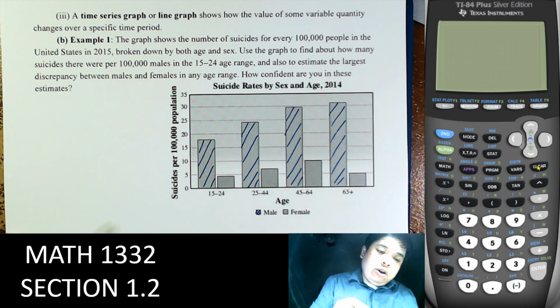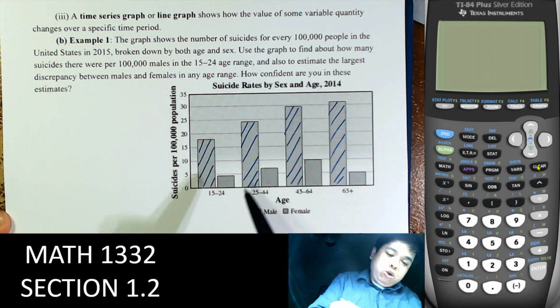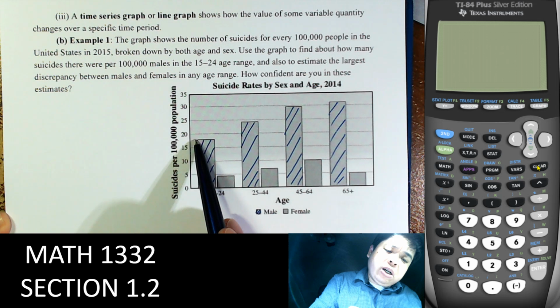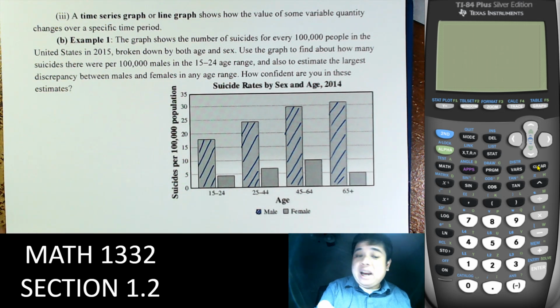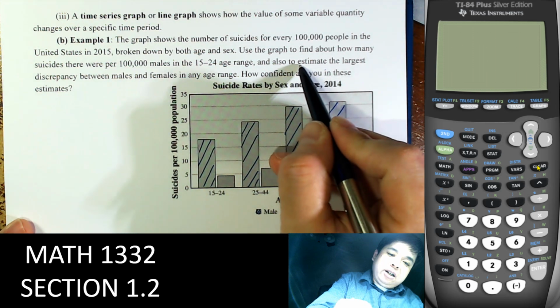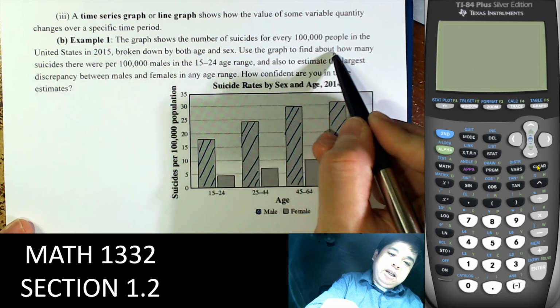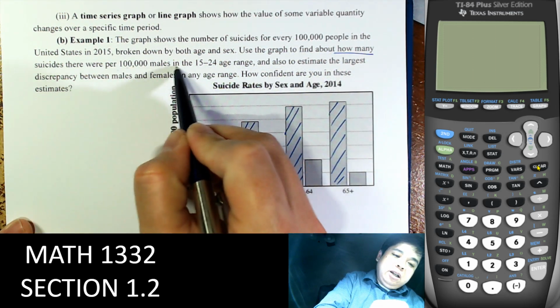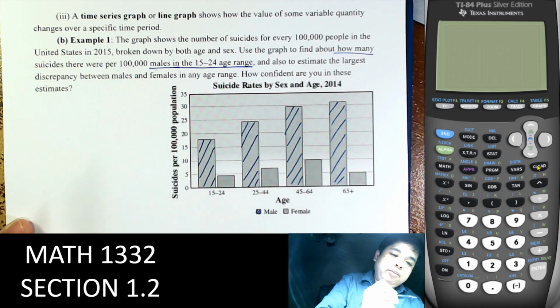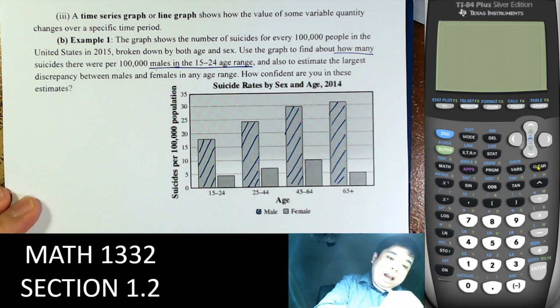Right. So first, if we want to find a number between 15 and 24, we have this. So that is about between 20 and 15, so let's say 17 and a half. So the first question is, how many in the 14 and 25 range male? So the answer to that is 17 and a half.